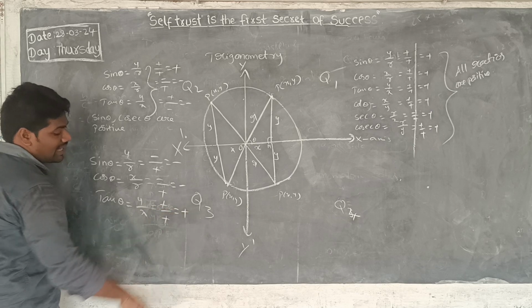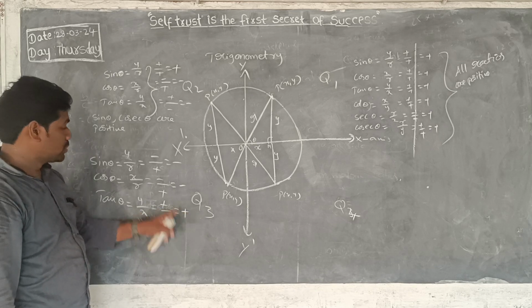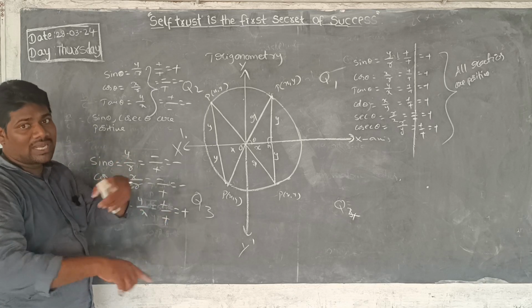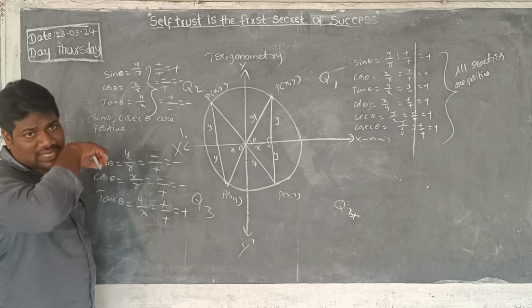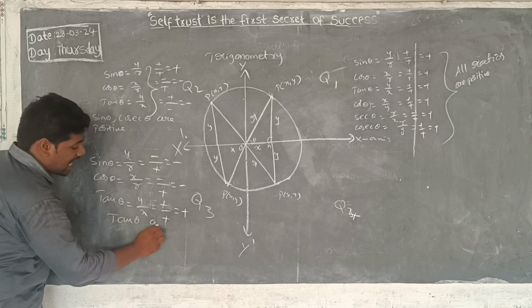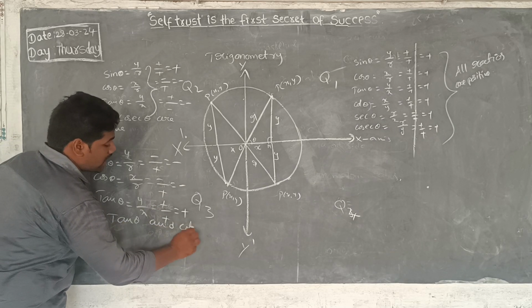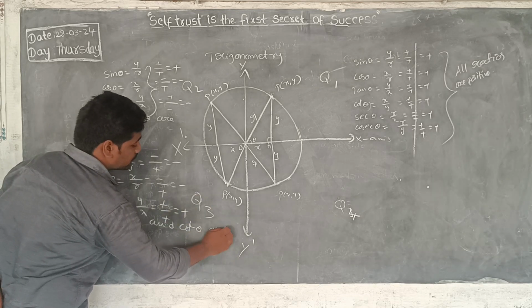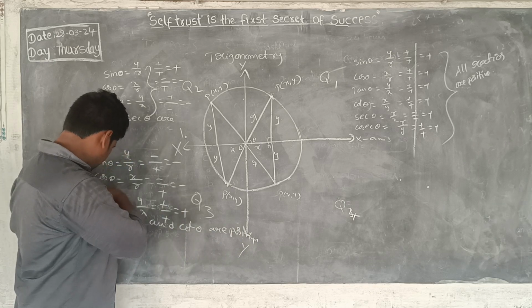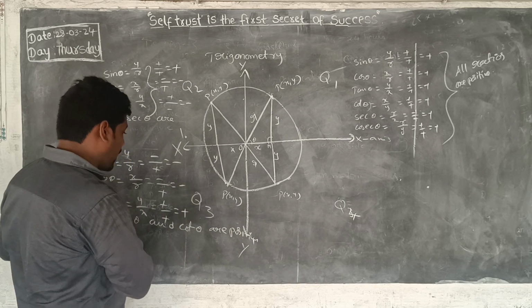Minus cancel, again we will get plus. So what is positive in this? Tan theta. So if tan theta is positive, automatically the reciprocal of tan theta is also positive. In the third quadrant, tan theta and cot theta are positive.